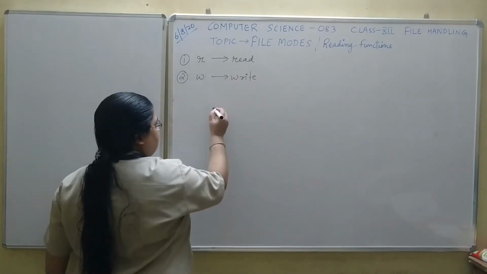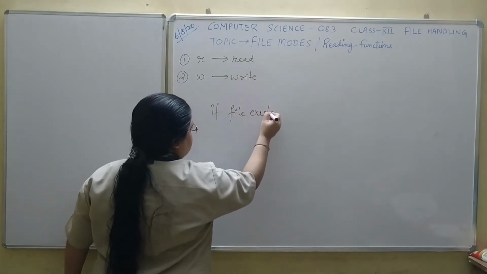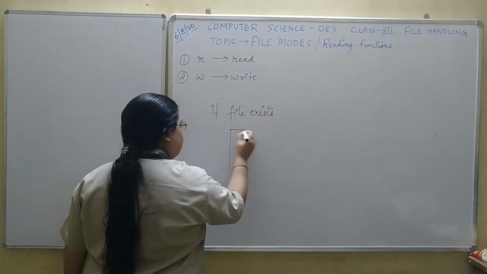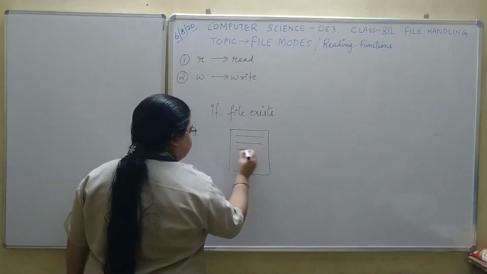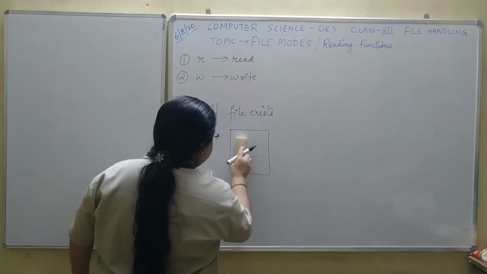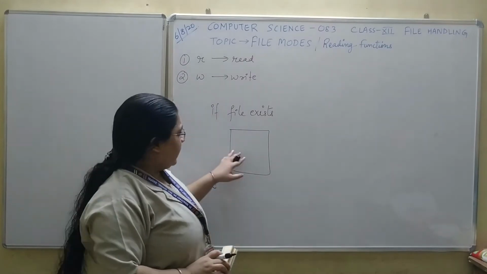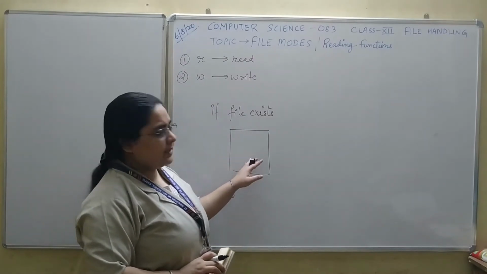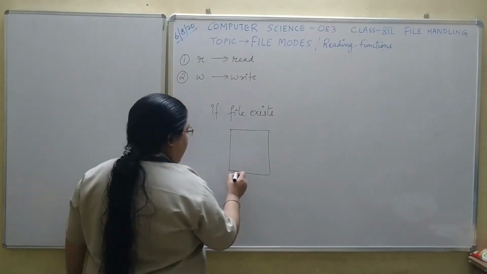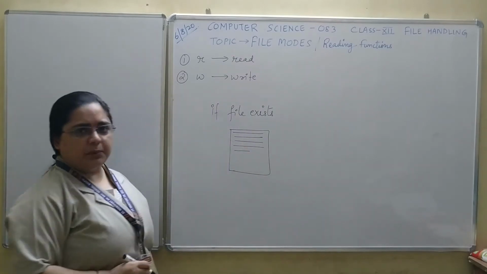If the file exists, then what write function does is, whatever is written within the file, write function will erase all that content from the file. It won't delete the file, it won't remove the file from the hard disk, but it would truncate everything within the file. That is, it would remove all the statements within the file. And it would rewrite it with the new content which you have provided.